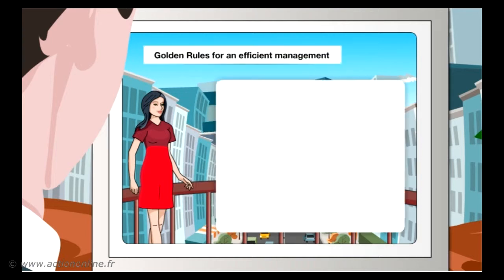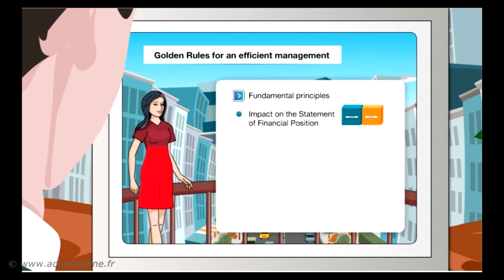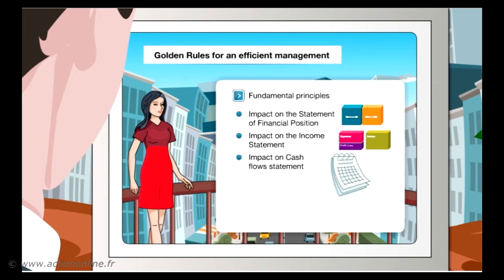This module offers one chapter in which we will see the fundamental principles you have to keep in mind and the impacts of these rules on the balance sheet, SFP, and the income statement. At the end of this module, a summary will be presented to you, as well as many quizzes to let you test your knowledge. The goal of this module is to remember the fundamental principles of a good financial management.